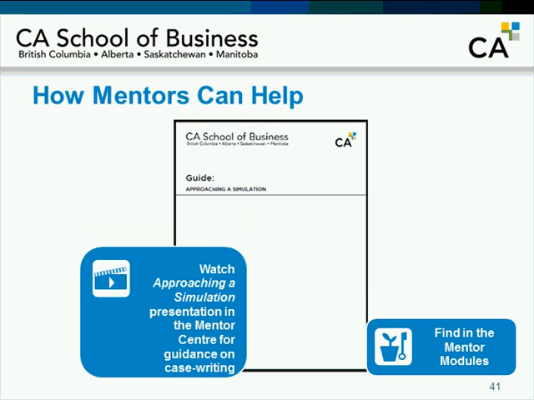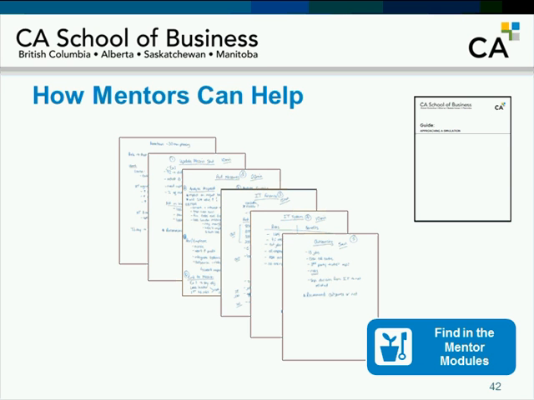To assist your students, you can refer to the Approaching a Simulation Guide, and this guide is available in the CASB Mentor modules. We also have a presentation, Approaching a Simulation, that you can find in the Mentor Center, and this offers some specific guidance on case writing. You might also want to refer to that one. In the last few pages of the Approaching a Simulation Guide, we provide students with an example of how to outline a simulation. Again, you can find this guide in the CASB Mentor modules.